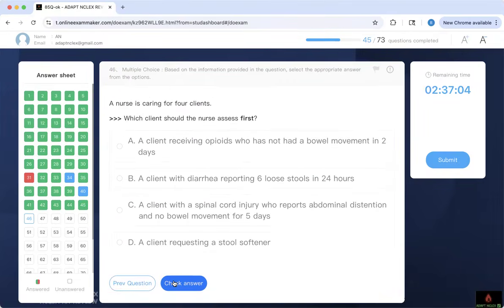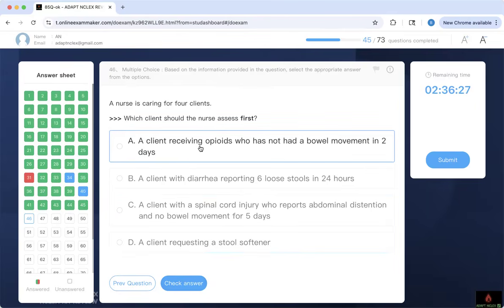This is GI questions. Elimination. You have to know some elimination. It's a key concept NCLEX asks. And this is caring for 4 clients. Which client should the nurse assess first? Client receiving opiate who had not had bowel movement for 2 days. Client with diarrhea reporting 6 loose stools in 24 hours. The client with spinal cord injury who reports abdominal distension and no bowel movement for 5 days. The client requesting a stool softener. Who is in trouble? Based on elimination, GI concept, GI next generation NCLEX. What do you think? GI next gen. What do you think?